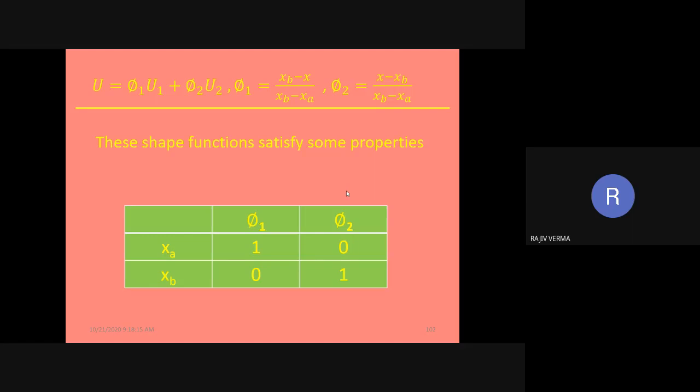Phi 1 is going to be linked with shape function number 1, phi 2 with shape function number 2, and phi 3, sorry, phi 1 is going to be linked with node number 1, phi 2 with node number 2, and phi 3 with node number 3. And phi 1 is going to have a value 1 at node 1 itself, and it is going to have a value 0 at node 2 and node 3.